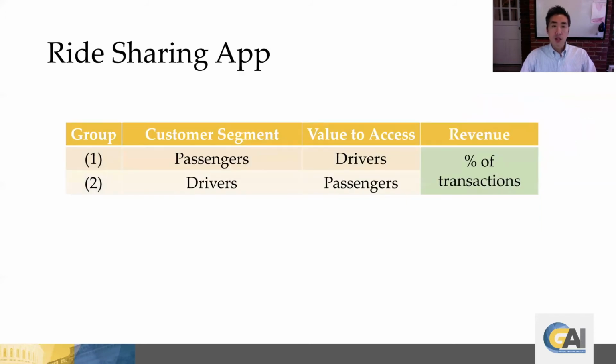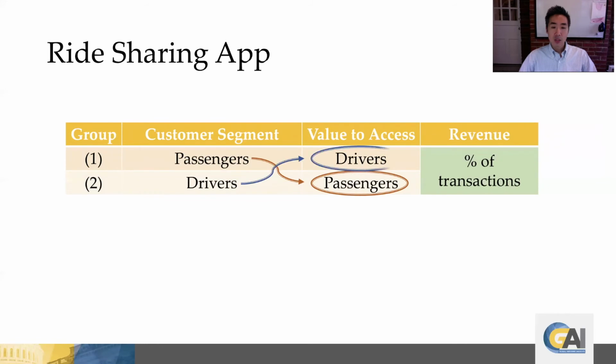Let's look at the ride-sharing app platform, though, and it's going to be different. The usefulness of this is that first it shows that platforms are not all the same. So here again, we have two groups, but in this case, passengers and drivers. So what's the value of a ride-sharing app to passengers? Well, it's access to drivers.